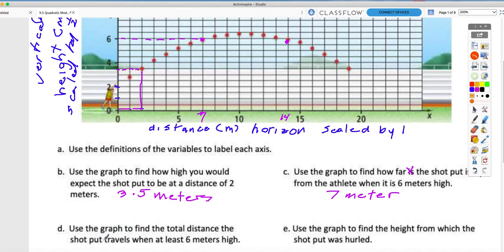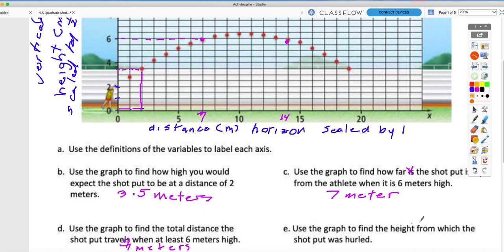The total distance the shot put travels when it's at least 6 meters high is 7 to 14, so that I can count those off, or I could do 14 minus 7. So 1, 2, 3, 4, 5, 6, 7. That is also 7 meters. I don't write small enough for this. Make it a smaller 7.